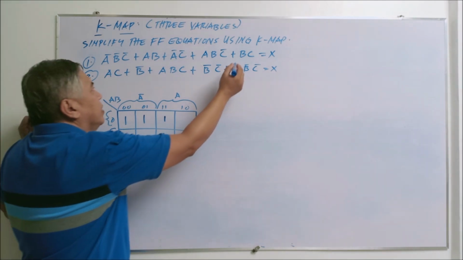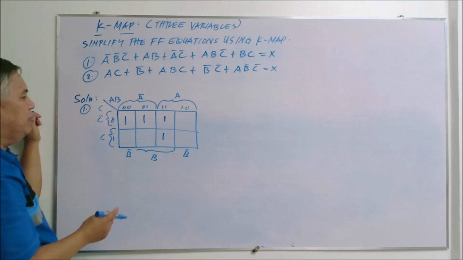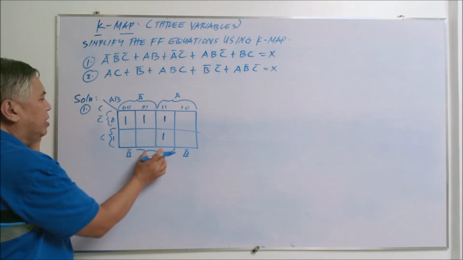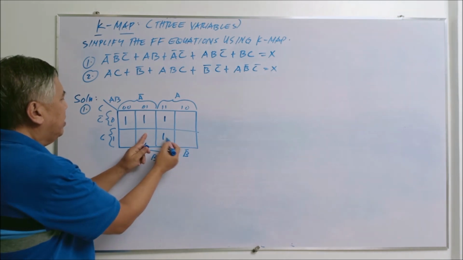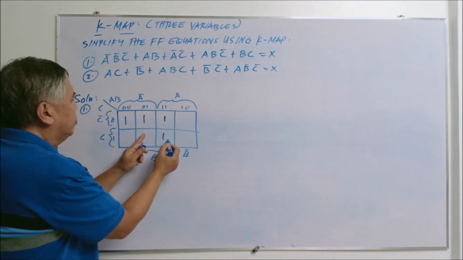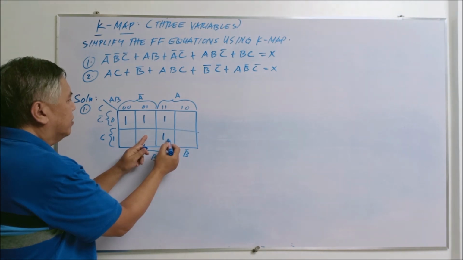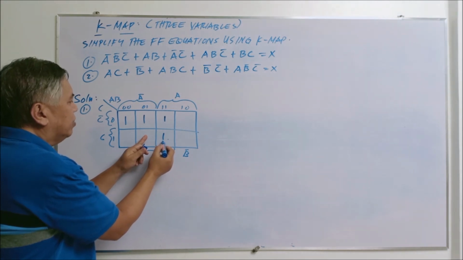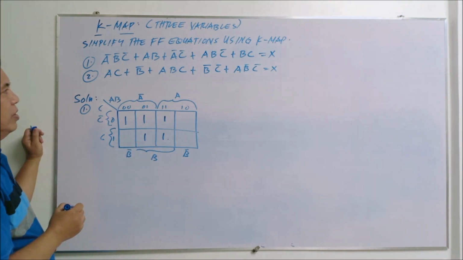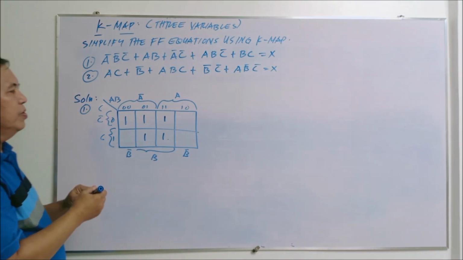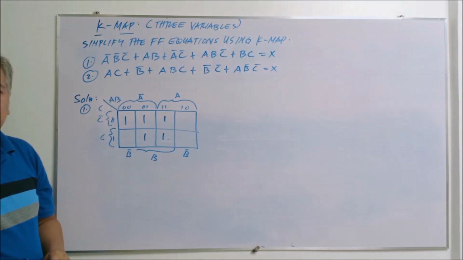Then you have B, C. Where's your BC? This is under B, and this is under C. So what is the intersection? B, C. These 2 adjacent cells. Now, since there is already a 1 here, you just have to place a 1 there. So that will be the location of your output.